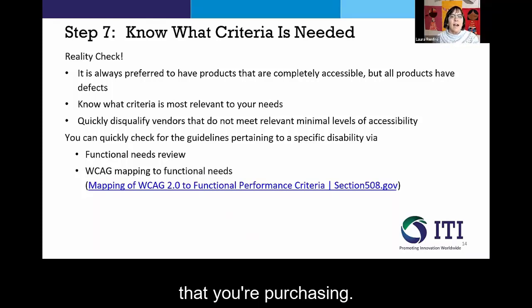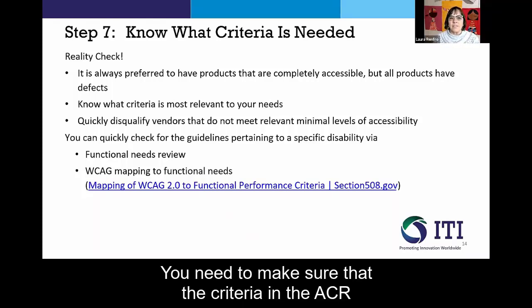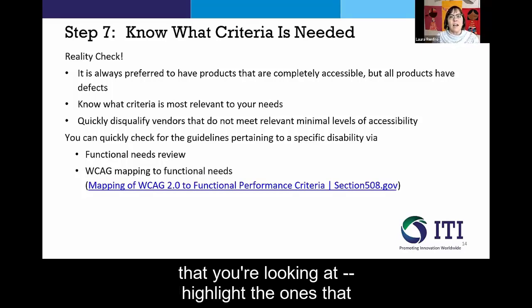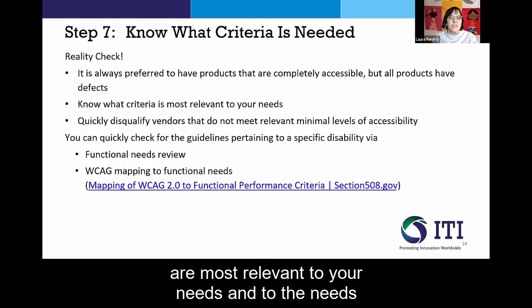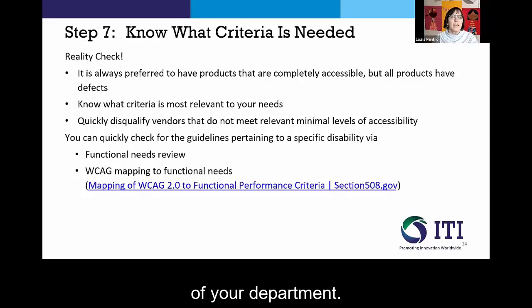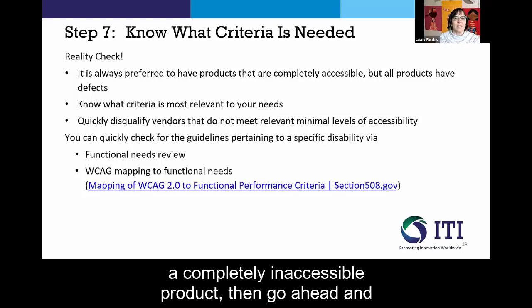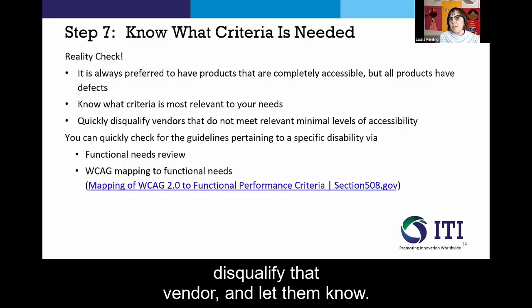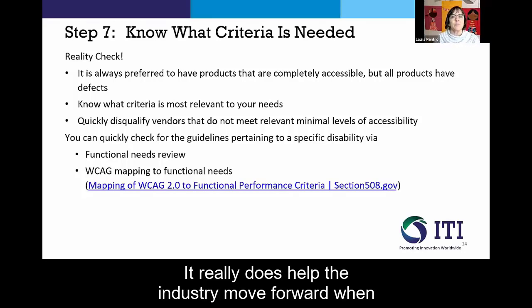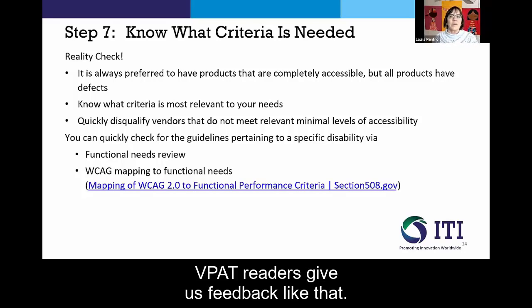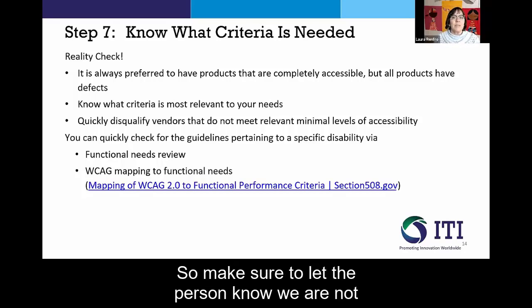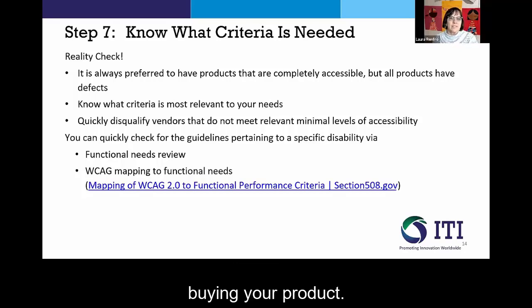You need to make sure that the criteria in the ACR that you're looking at, highlight the ones that are most relevant to your needs and to the needs of your department. If you come across an ACR that seems like it's just a completely inaccessible product, then go ahead and disqualify that vendor and let them know. It really does help the industry move forward when VPAT readers give us feedback like that. So make sure to let the person know, we're not buying your product, it's not accessible, and that'll drive change.